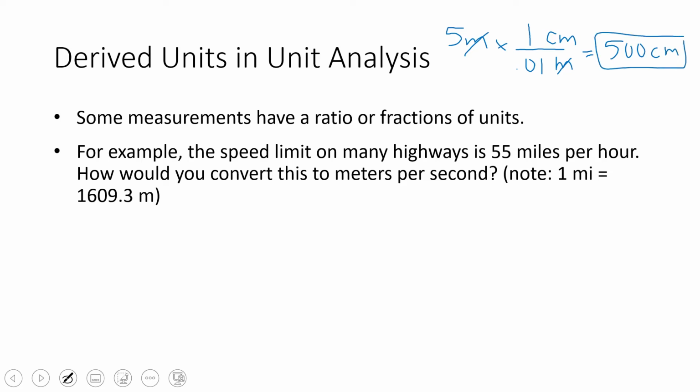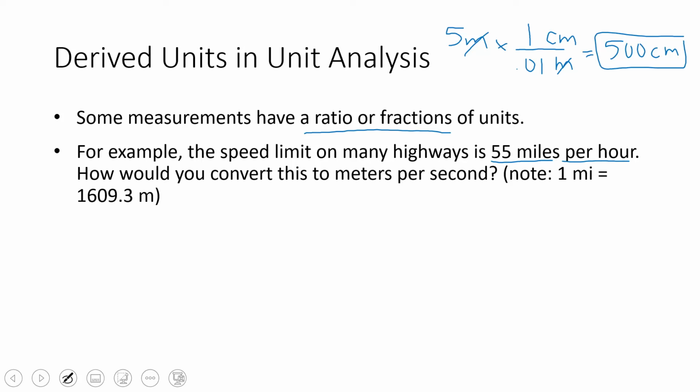Now, we're going to get a little bit more complex because when we're looking at derived units and unit analysis, we're looking at those that maybe have a ratio or fraction of units. For example, if I said the speed limit on, let's say, the back highways is 55 miles per hour. So we're not just going from 55 miles to kilometers. We have 55 miles per hour.